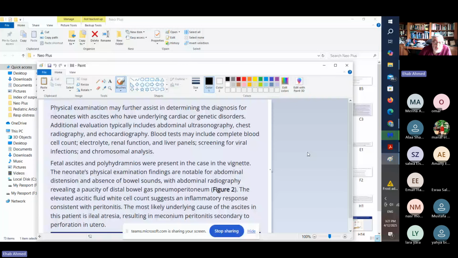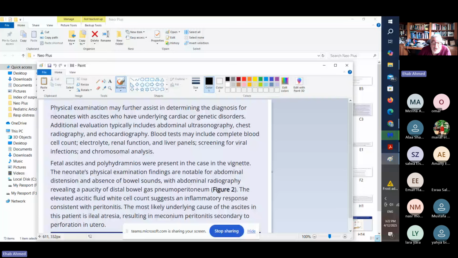Fetal ascites and polyhydramnios were present in the case in the vignette. The neonate's physical exam findings are notable for abdominal distension, absence of bowel sounds, with abdominal radiography revealing paucity of the distal bowel gas, and there is pneumoperitoneum. Okay? A paucity of distal bowel gas, pneumoperitoneum, and the elevated ascitic fluid cell count suggests an inflammatory response consistent with peritonitis. So we are dealing with an exudate.